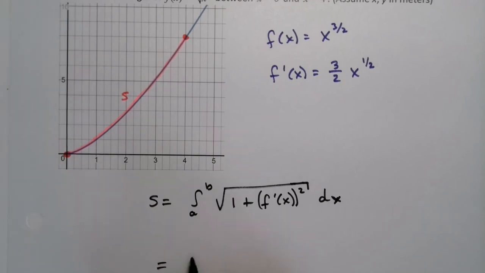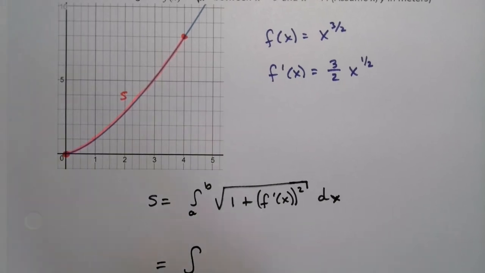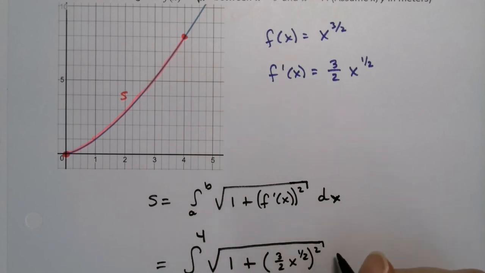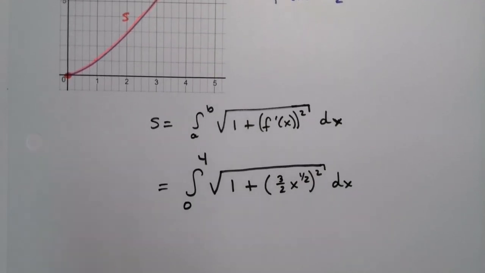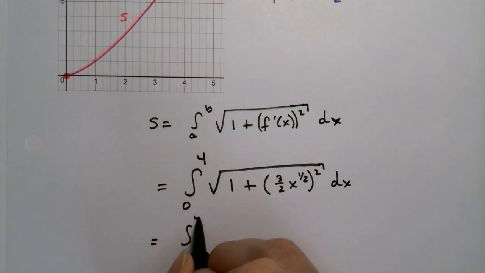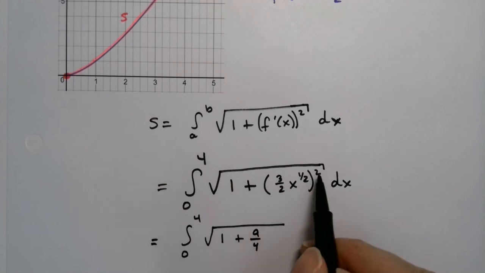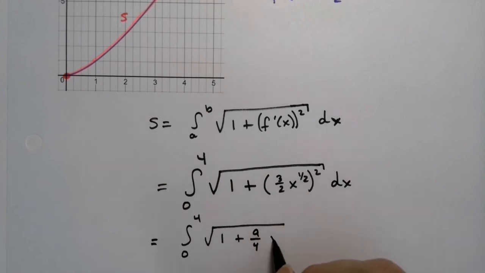All right, now a and b were given, so that's going to be pretty easy for us, because they told us that they want us to go from a, which was 0, I'll just put in 0 and 4. We know that it was 1 plus, and then the derivative was 3 halves x to the 1 half squared. All right, well, that's the integral from 0 to 4 of the square root of 1 plus 9/4, because 3 squared and 2 squared is 9/4. X to the 1 half squared would be x, dx.